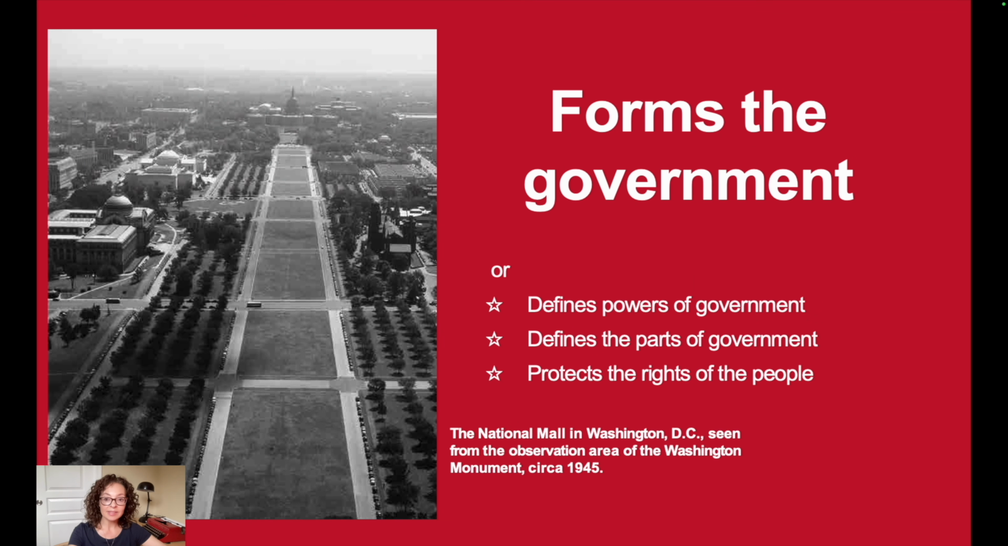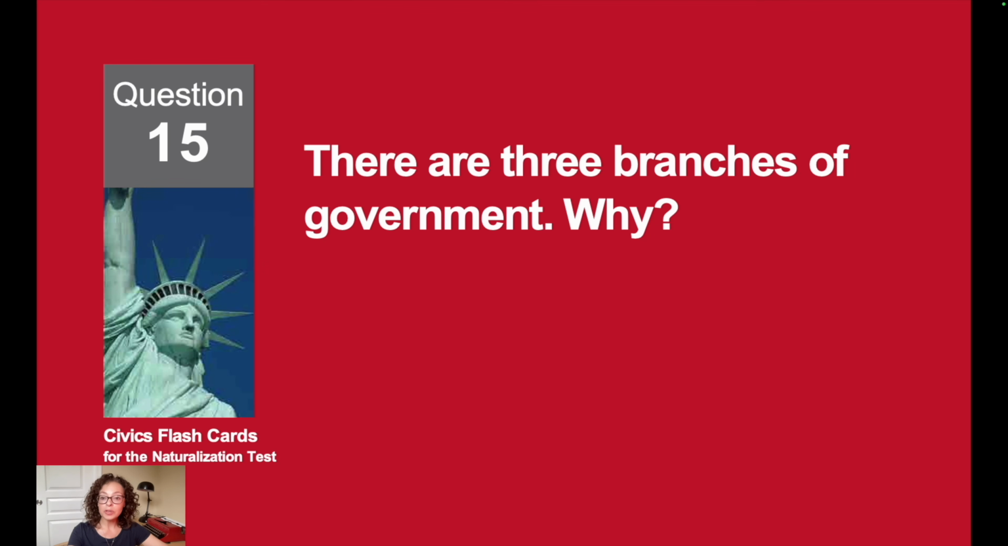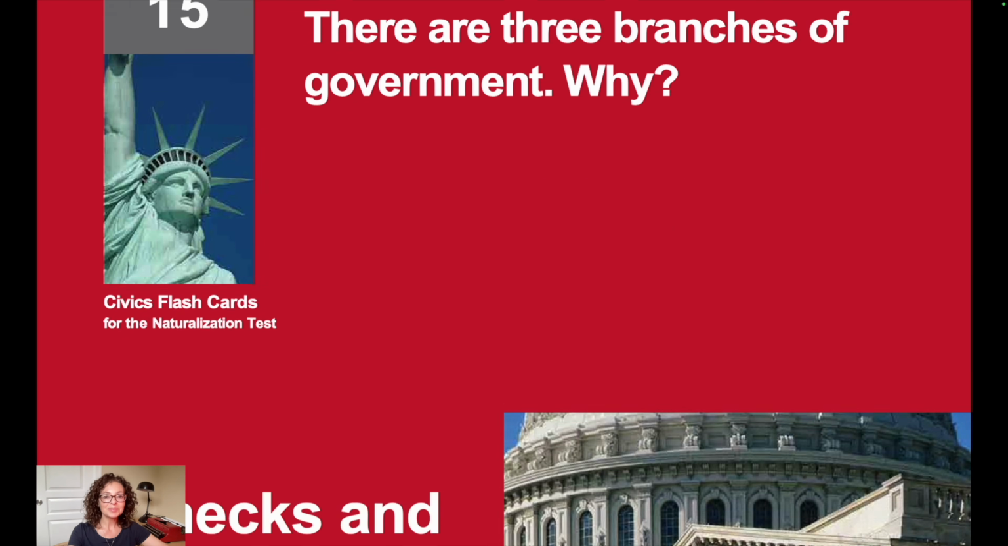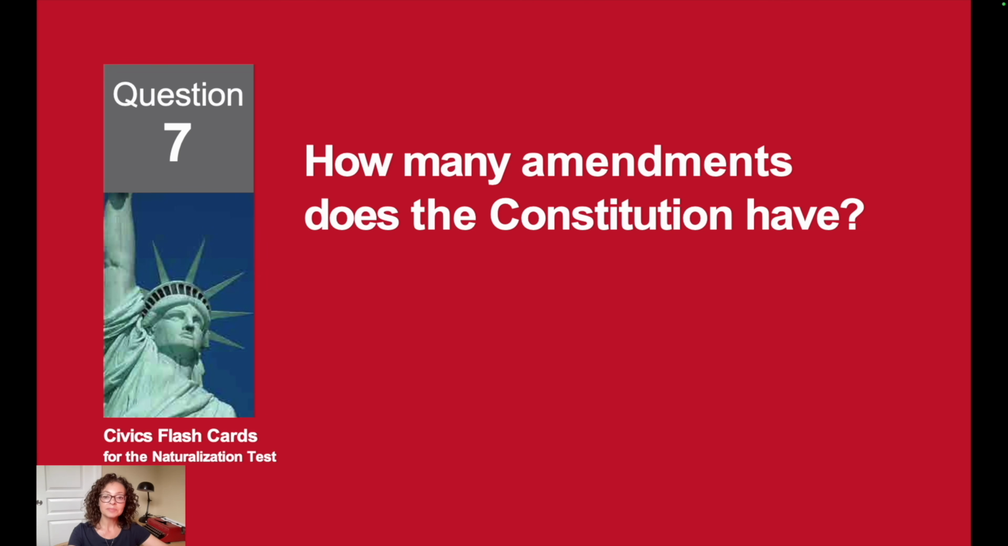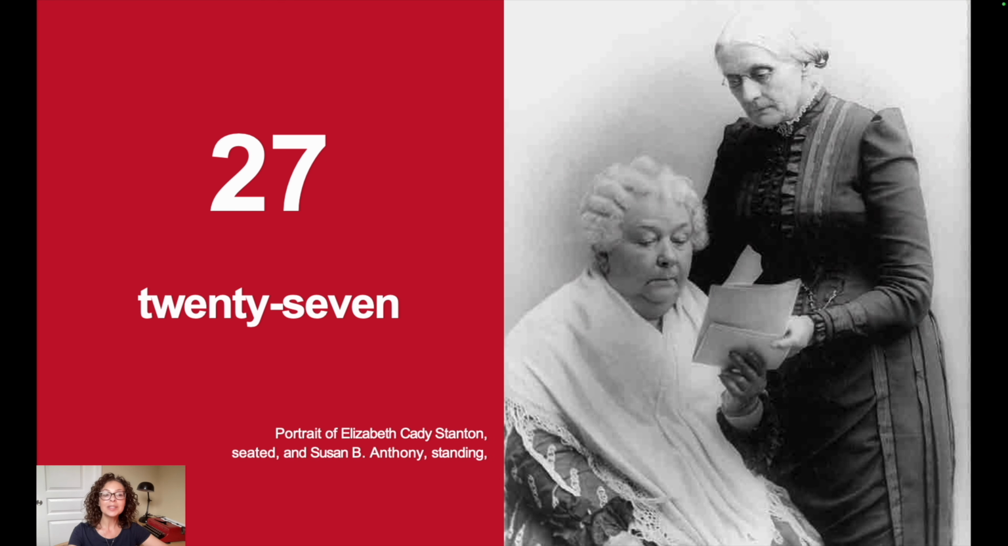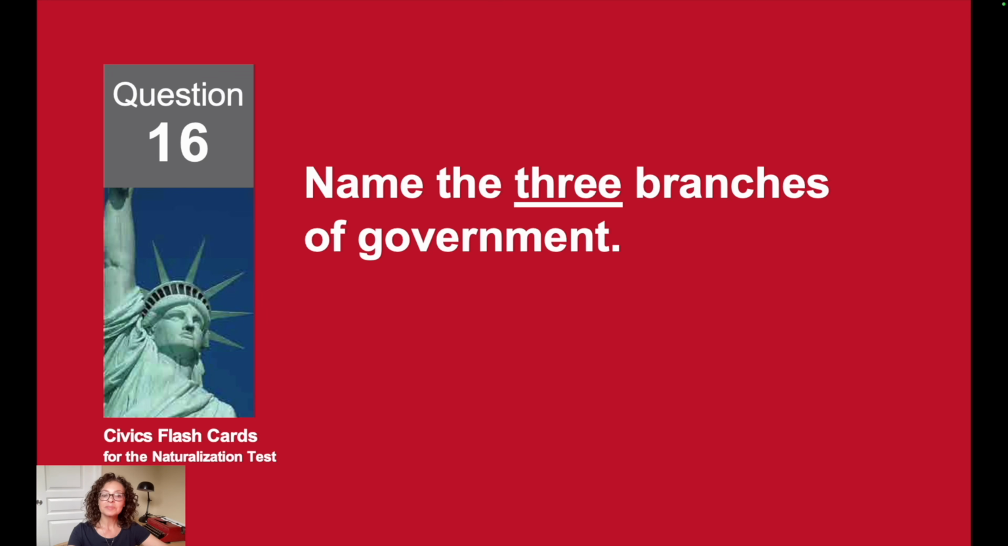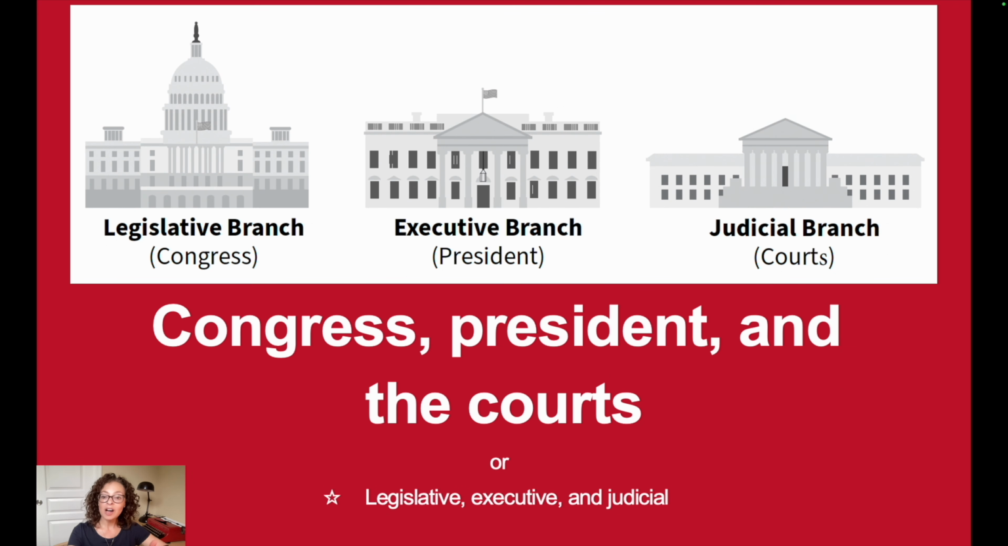Forms the government. There are 3 branches of government. Why? For checks and balances. How many amendments does the Constitution have? 27. Name the 3 branches of government. Congress, President, and the courts.